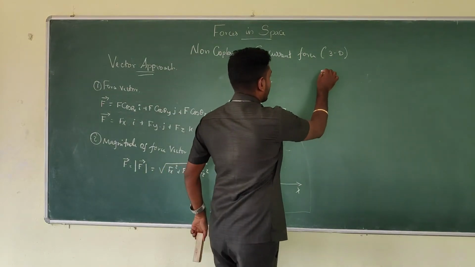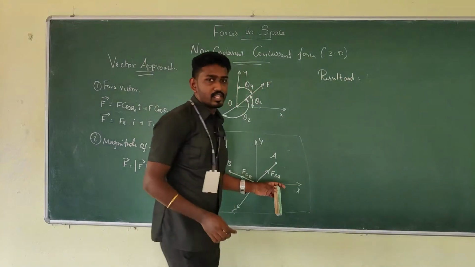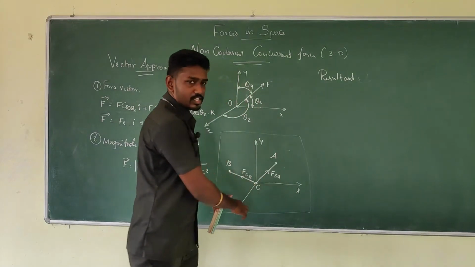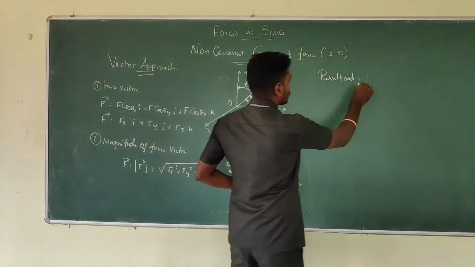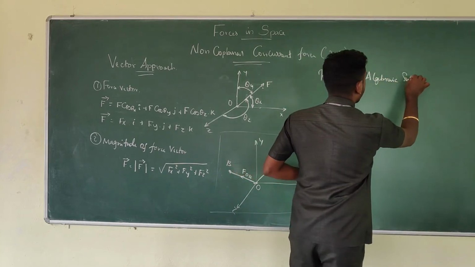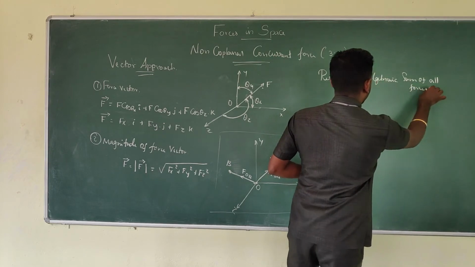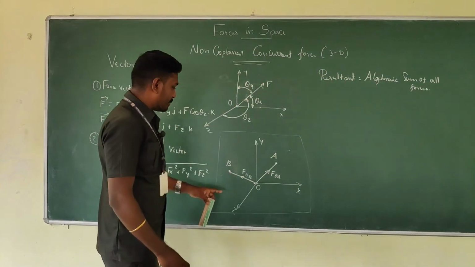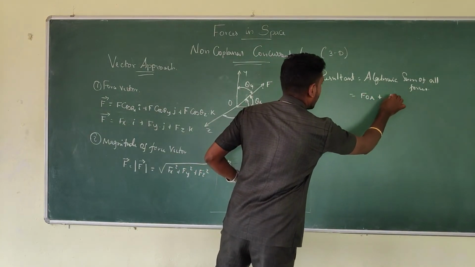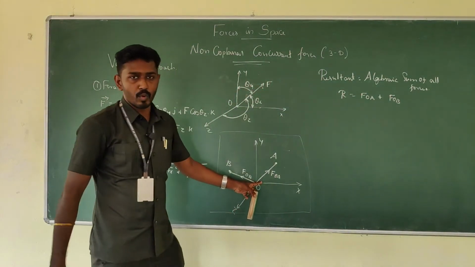So in order to find the resultant, what you have to do is the algebraic sum of all the forces in this system. That means here we have forces FOA and FOB. Just do the addition, you will get the resultant force.